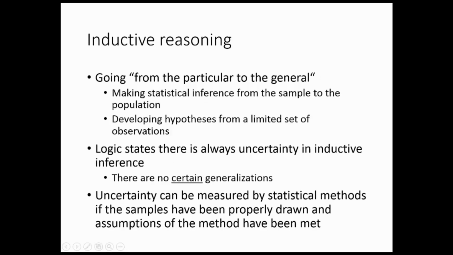Inductive reasoning is an important aspect of the population modeling that we'll be doing, and that is going from the particular to the general. So when we make statistical inference from the sample to the population, this is a type of inductive reasoning. Also, developing hypotheses from a limited set of observations is also a form of inductive reasoning. So logically, there is always uncertainty in inductive inference. That is, there are no certain generalizations, but luckily, the uncertainty can be measured by statistical methods if the sample has been drawn properly and the assumptions of the method have been met.